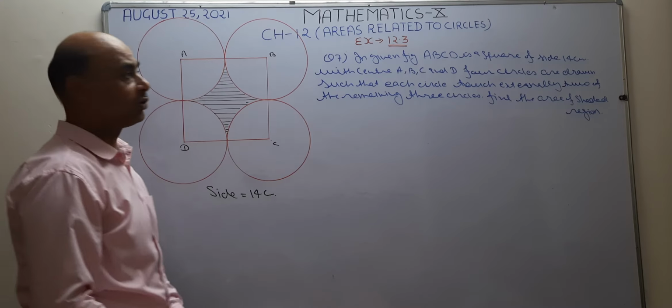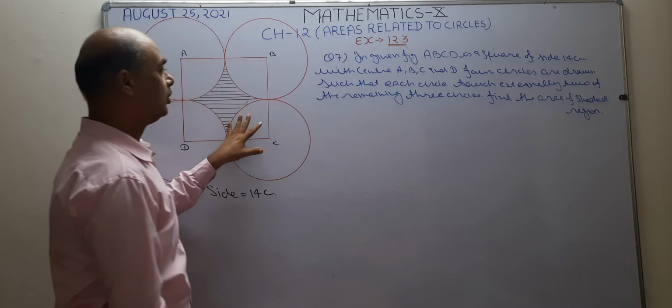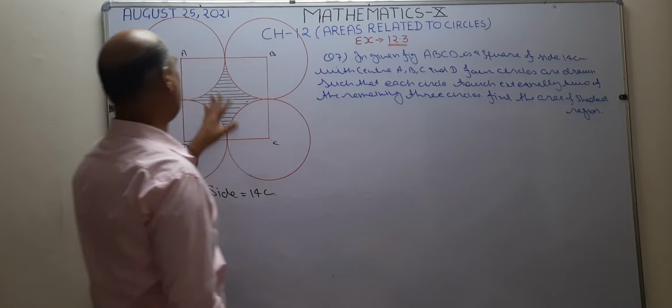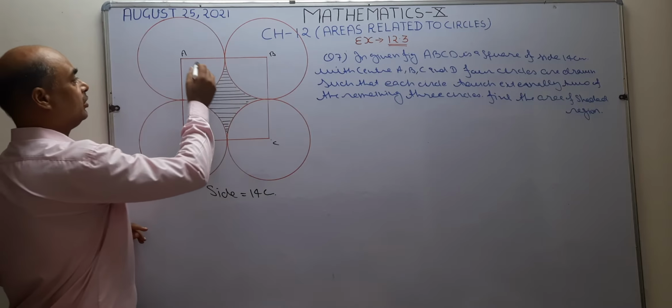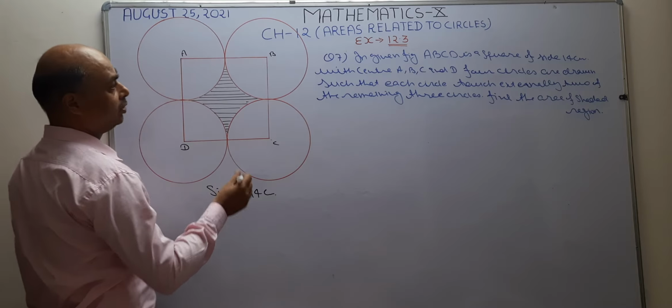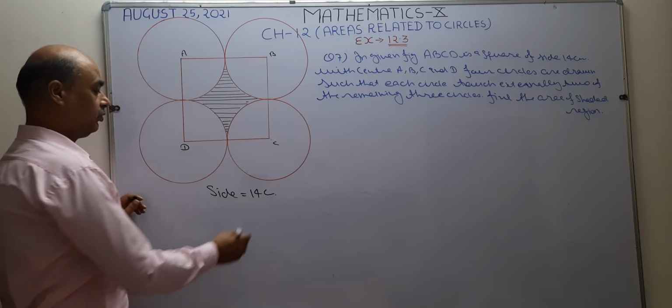Hello students, today we are going to start this exercise from question number 7. In this question, this figure is given. We have to find the area of the shaded region. Now, this shaded region lies inside this square. The side of the square is given as 14 centimeter.